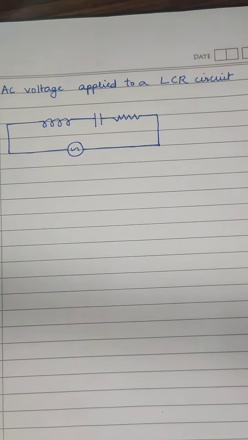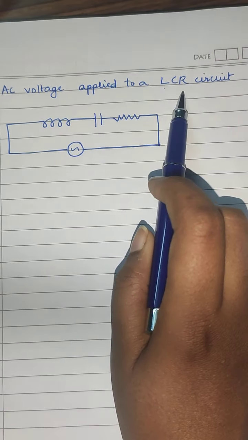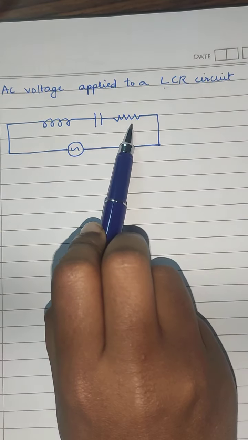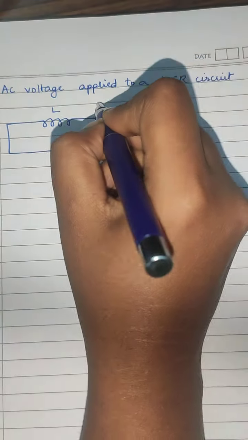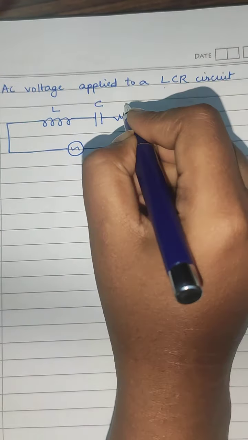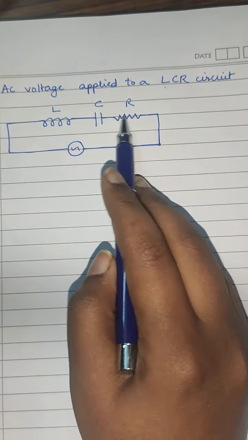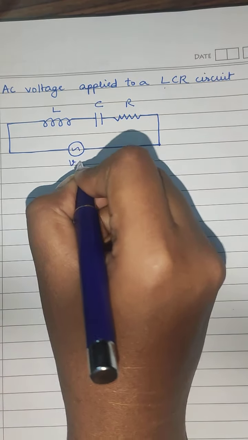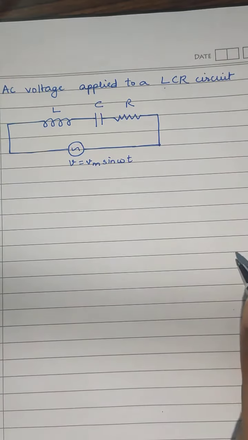Hello students, in this video we are going to talk about AC voltage applied to an LCR circuit. Now what is an LCR circuit? An LCR circuit is a circuit in which there is an inductor, capacitor and a resistor. So L for inductor, C for capacitor and R for resistor. All these are connected in series to an AC voltage, which is V equal to Vm sine omega t.